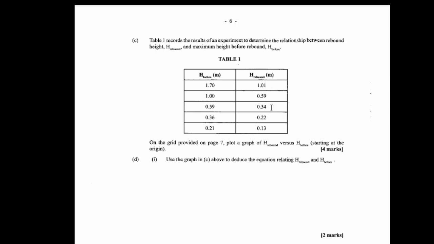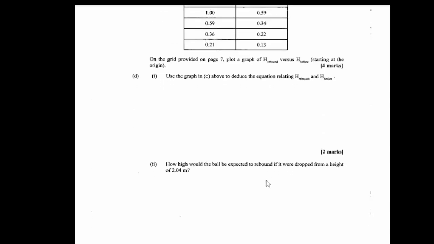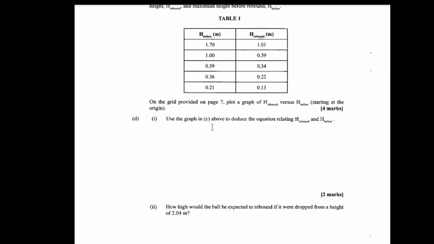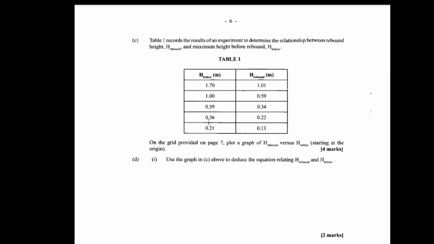Number one, it wants us to plot a graph. Number two, it wants us to determine an equation from the graph. And number three, it wants us to use that equation to get a value based on 2.04 maximum height before rebound. When you're plotting graphs, you have to ensure that you use a suitable scale that will allow all of the values on that scale to fit in quite comfortably.